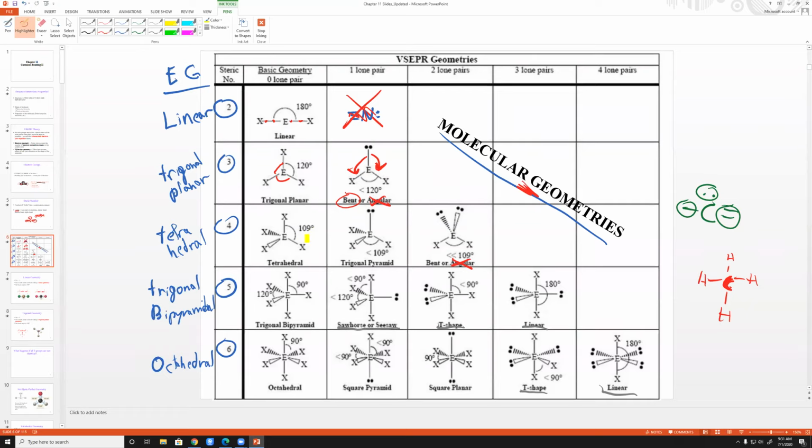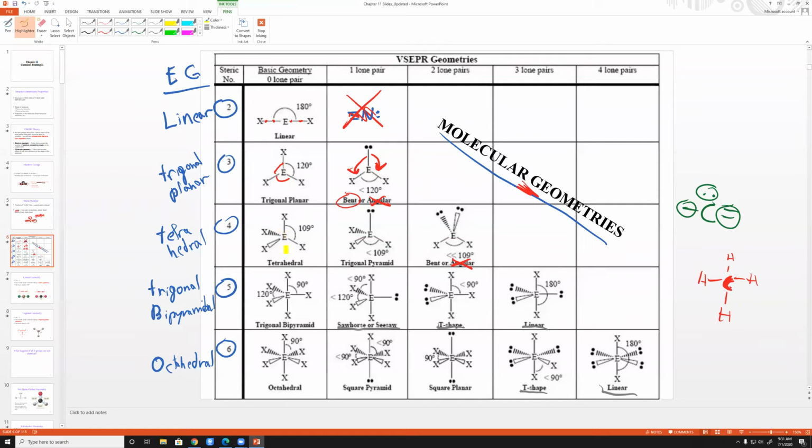The reason it's 109 and not 90, as you might think because 90 times 4 is 360, is that tetrahedral is in a 3-dimensional space. If you space 4 things apart in a 3-dimensional area, you get a tetrahedral shape, and the angle between them is 109.5.